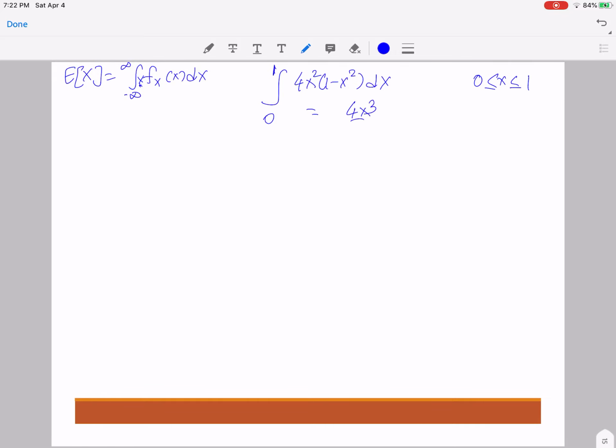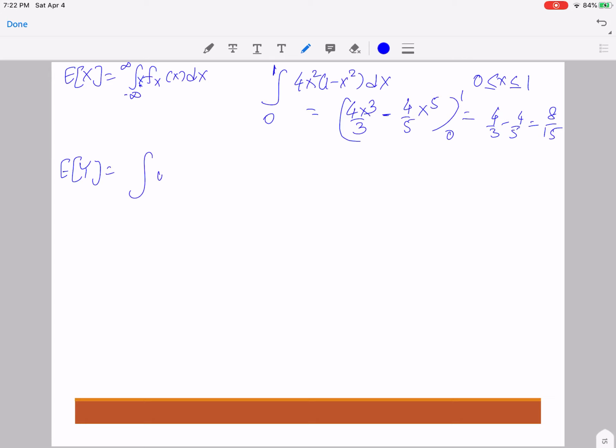When I solve this integral, there are many methods I can use. So I get 4x cubed over 3 minus 4 over 5 x to the 5, and the limits are from 0 to 1. When I plug in 1, I get 4 over 3 minus 4 over 5, which is 8 over 15. That's the expected value of x. Now let's get the expected value of y.